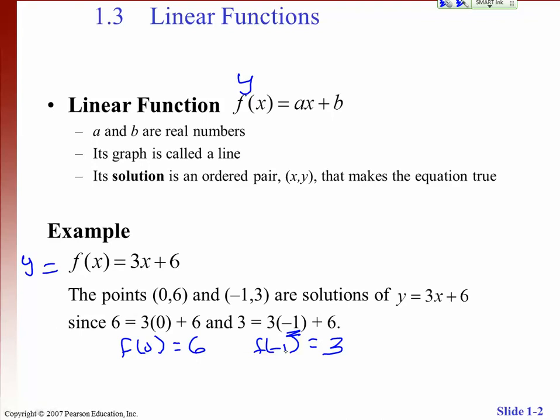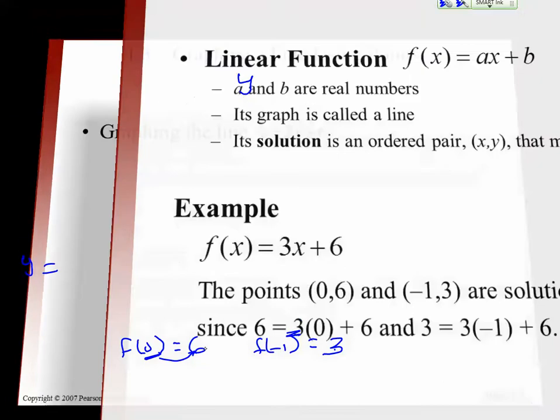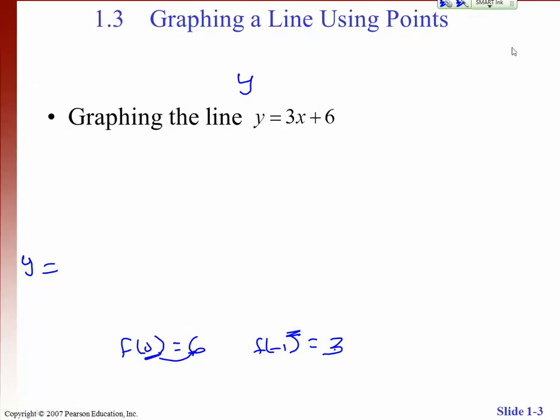Okay, so that's the function notation. If I evaluate my function with x equals 1, I get 3. Okay, so if I evaluate it with x equals 0, then I get 6. All right, I'm having a little trouble with the ink here.